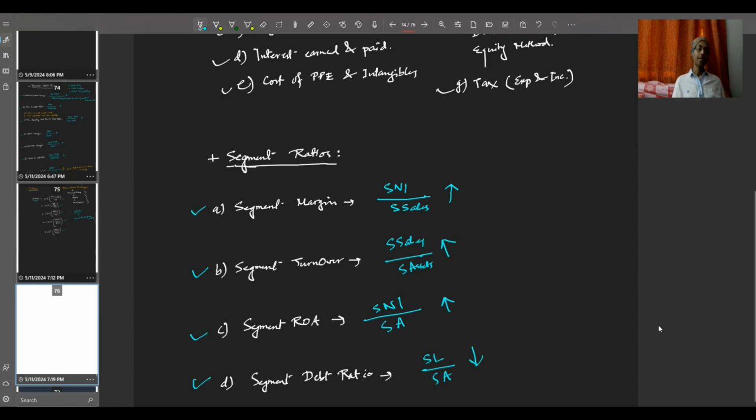So friends, that's about it from the financial analysis techniques and ratio analysis chapter. We will meet you in the next chapter.